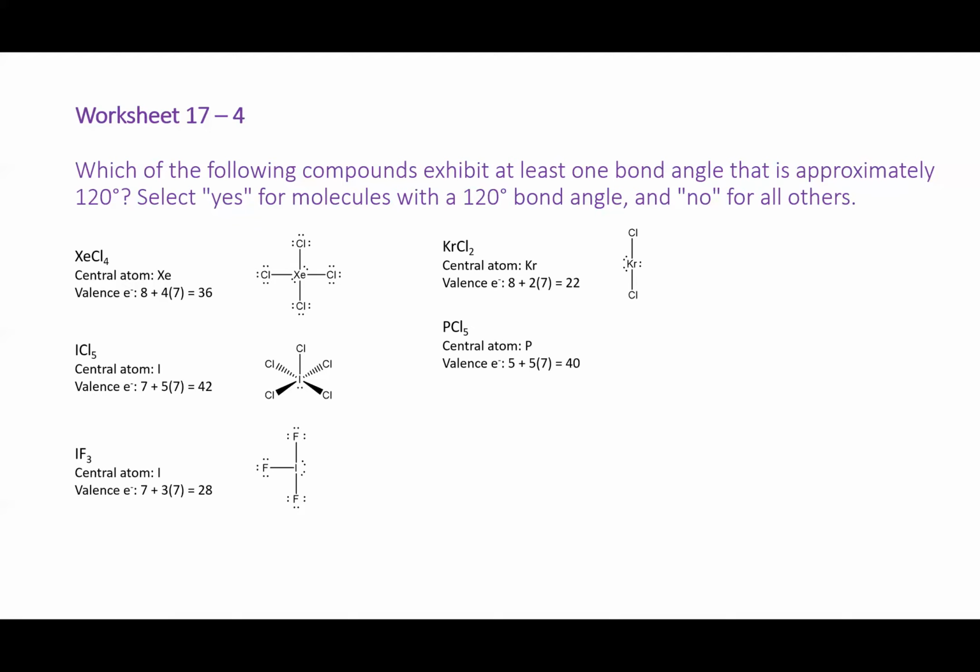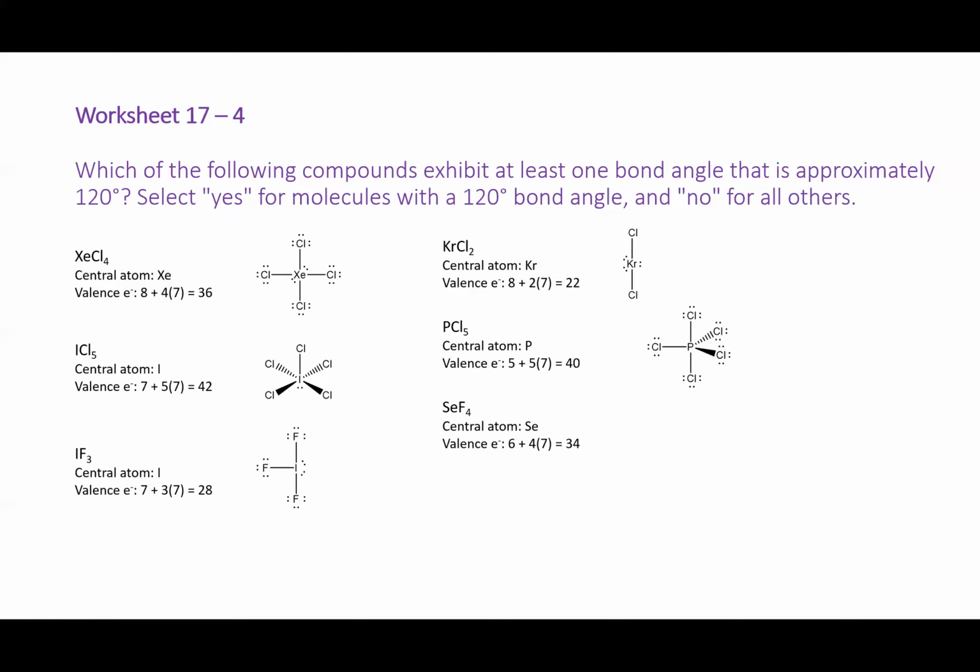So looking at PCl5, our central atom is P, total number of valence electrons is 40. We can draw something that looks like this. Our phosphorus has 5 chlorines bonded to it, and it will have no lone pairs surrounding the phosphorus. So in this case, each of these equatorial chlorine atoms is going to be about 120 degrees away from each other, and these equatorial and axial chlorines are going to be about 90 degrees away from each other. So in this case, yes, we do have a bond angle that is 120 degrees in this geometry for this compound.